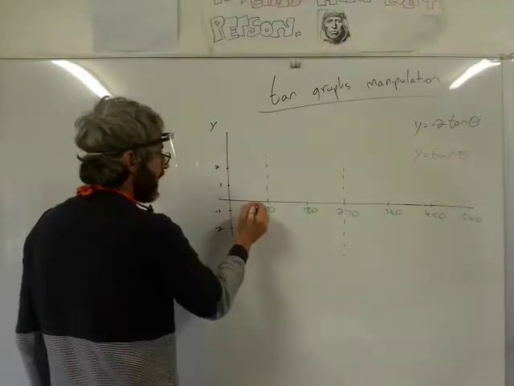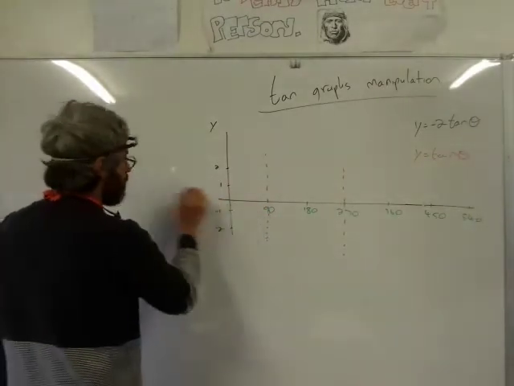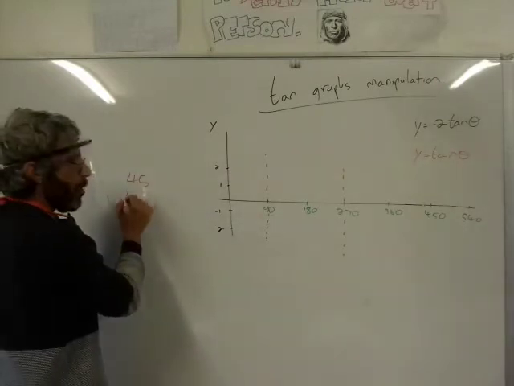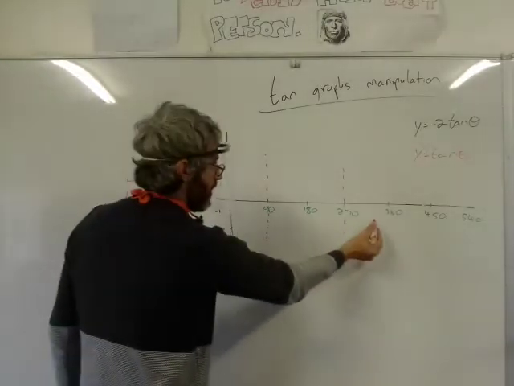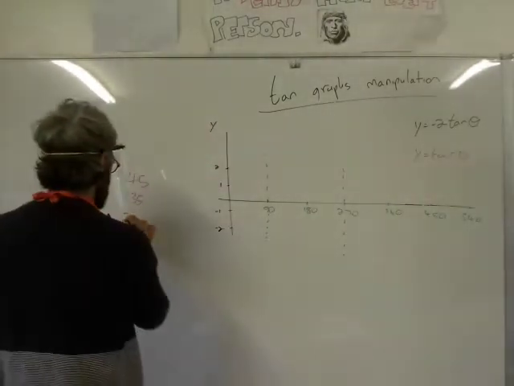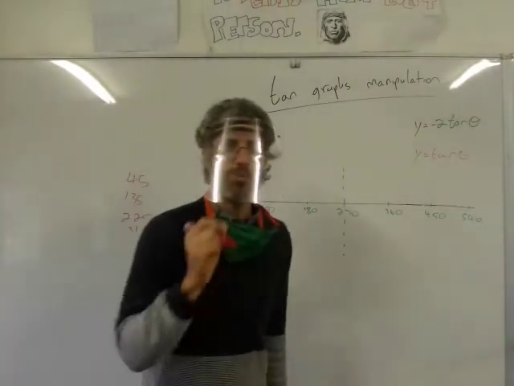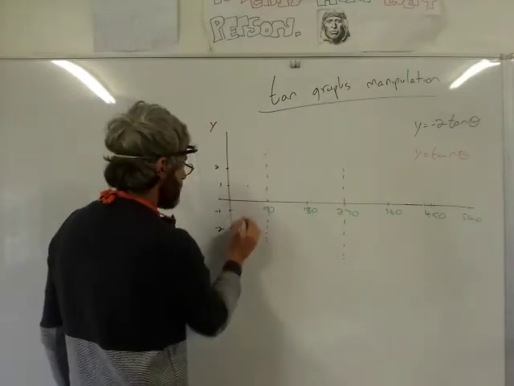The second bit that I write down is the angles of 45, 135, and then what else? I can't remember them all. 225 and 315. That's when the tan theta is 1 or minus 1. So at 45, it's exactly 1.